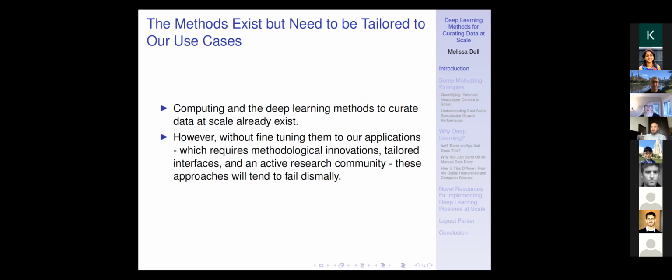The methods and the compute that we need essentially already exist, but these tools need to be fine-tuned to our applications. That might require some methods innovations, some tailored interfaces, because the interface you interact with is going to be really important. You shouldn't think of deep learning as a technology that in its current state is going to replace you as the human. Think of it as something that can augment your human capital. And for that, you need to have an interface that is intuitive to interact with. And around these things, there needs to be an active research community.